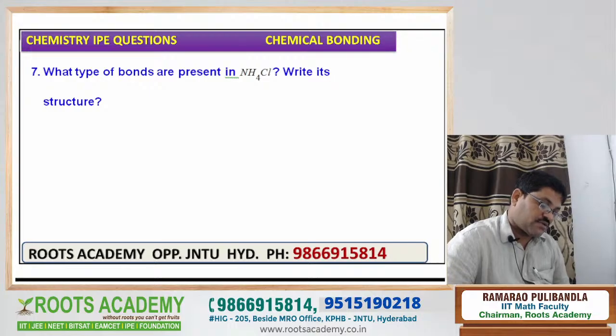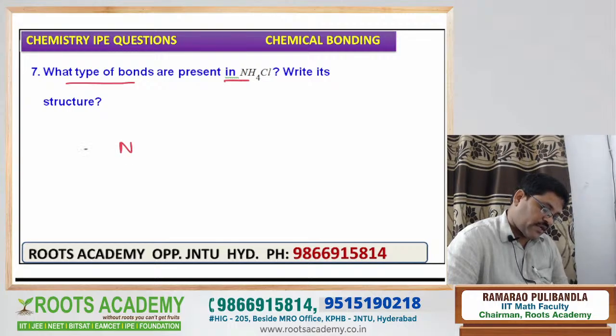And see the next question. What type of bonds are present in ammonium chloride? Simple logic. See, this is ammonium chloride. Ammonia, NH3.